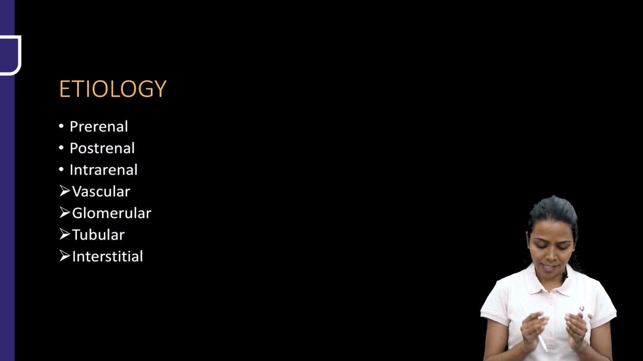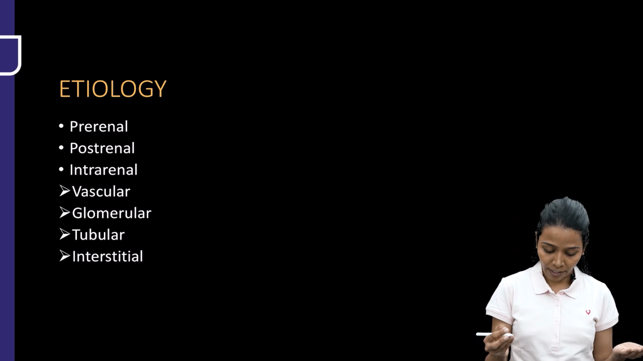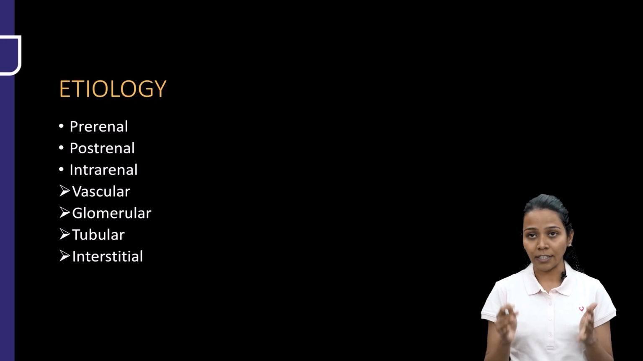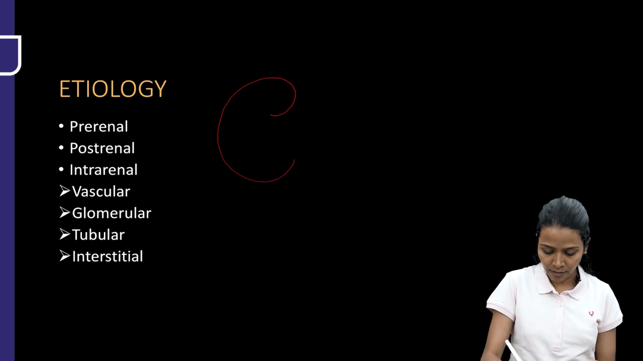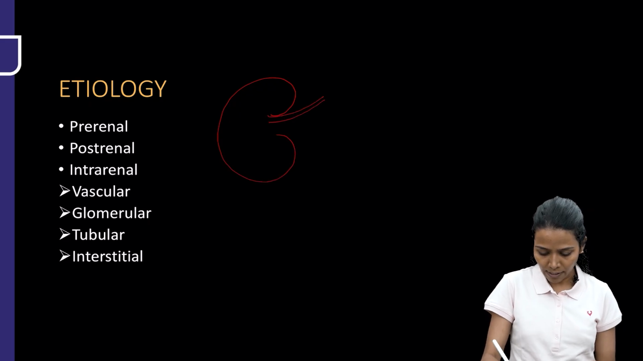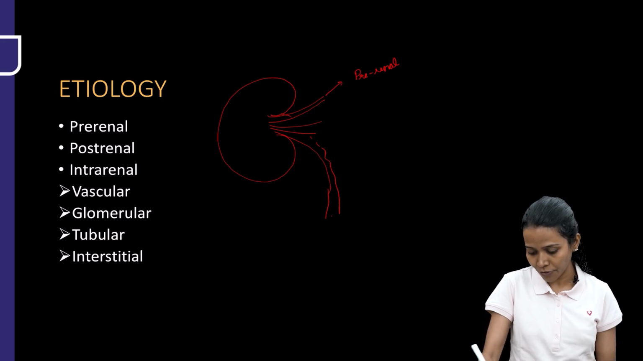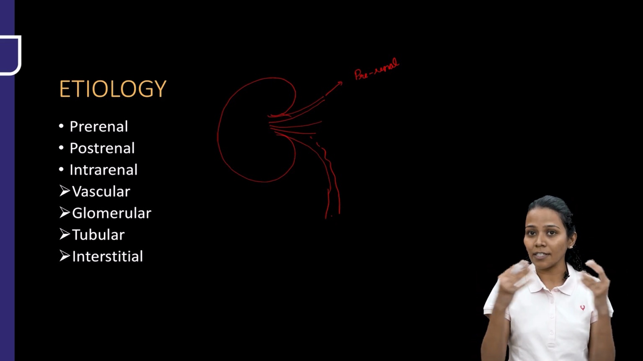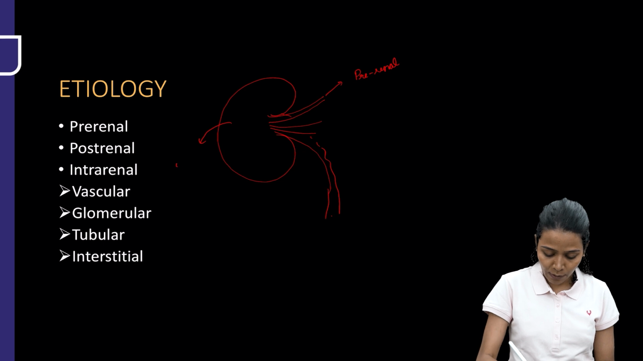Coming to the etiology, this is the age-old classification that we have been seeing from MBBS time, where we classify it into pre-renal, intrarenal and post-renal, right? Now, if this is the kidney and this is the renal vein, renal artery, and this is the ureter. So, pre-renal has to do with vasculature or whatever blood is there inside the vessels. Intrarenal is when it comes inside the kidney.